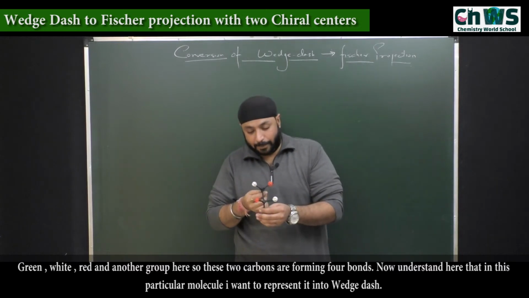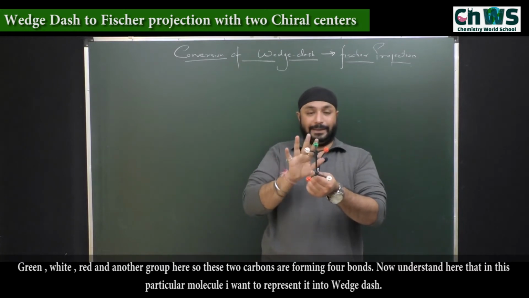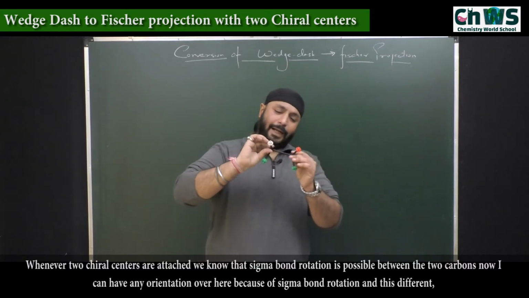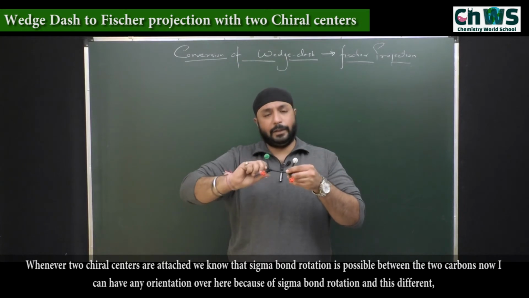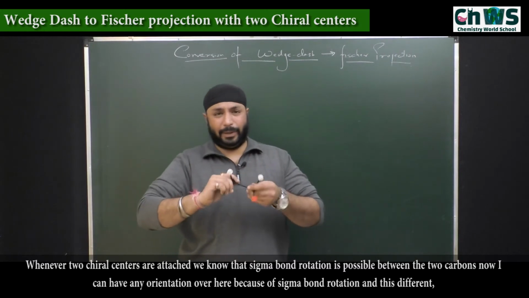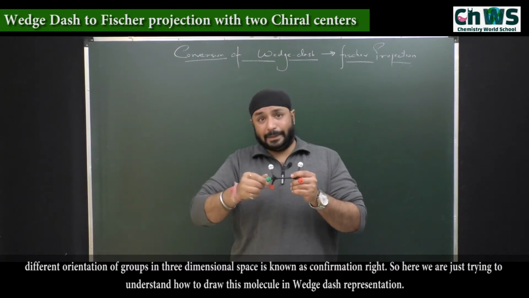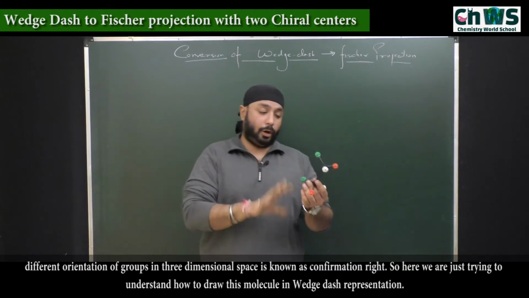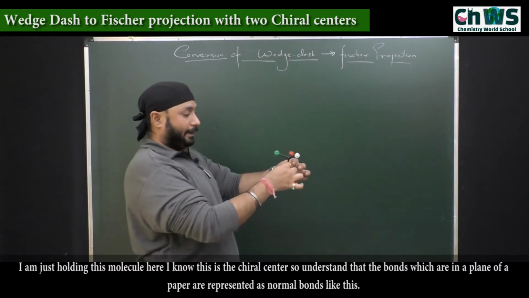Now understand here that in this particular molecule, I want to represent it first in wedge-dash. Whenever two chiral centers are attached, we know that a sigma bond rotation is possible between the two carbons, right? Now I can have any orientation over here because of this sigma bond rotation, and these different orientations of groups in three-dimensional space are known as conformations, right? So here we are just understanding how to draw this molecule in wedge-dash representation first. Okay, so I am just holding this molecule here.